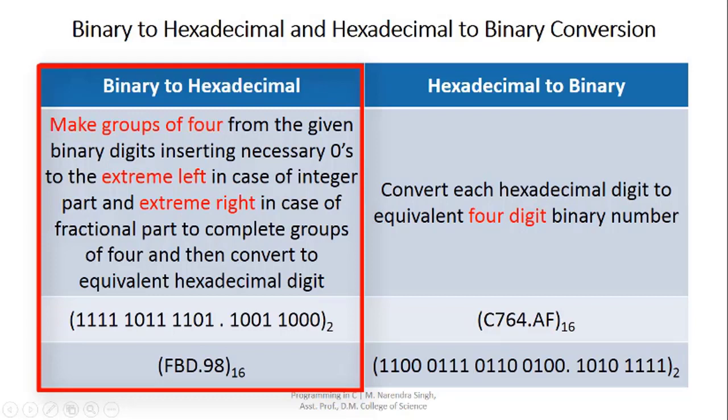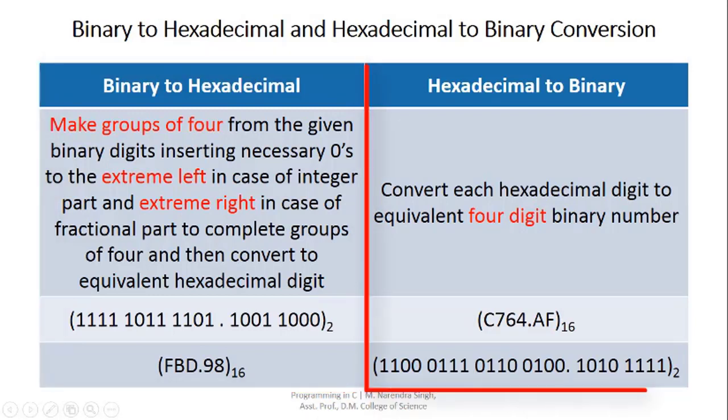If we didn't use this method, we would have converted the given binary number to its decimal equivalent, and from that decimal equivalent we would have converted it to its equivalent hexadecimal number. But here we have straightforwardly converted the given binary number to its equivalent hexadecimal number. Now we can do the reverse process, that is hexadecimal to binary, in similar fashion.